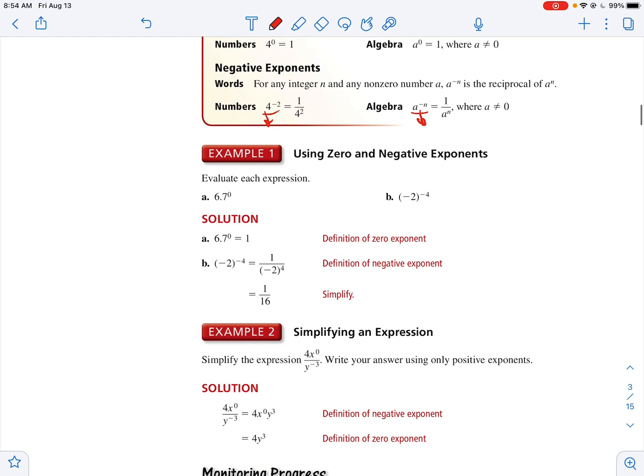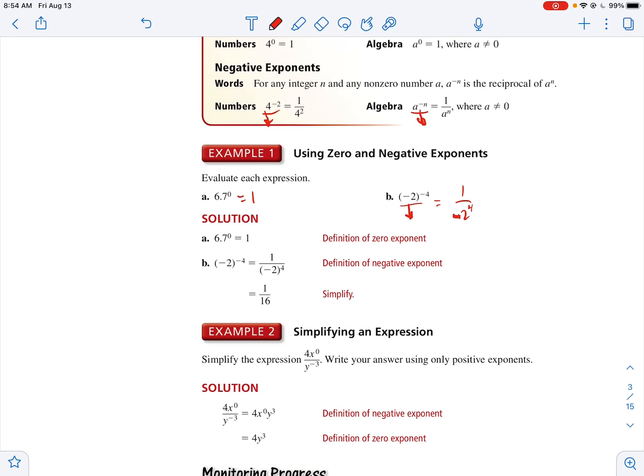Okay, they've got some example problems here. You can read over those and look at them. Anything to the 0 is 1. This one drops to the bottom, so it becomes 1 over negative 2 to the 4. Notice the 2 didn't change sign, but the 4 did. When you move it, the exponent changes.